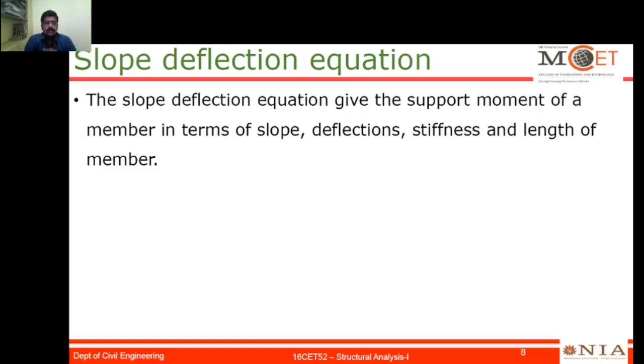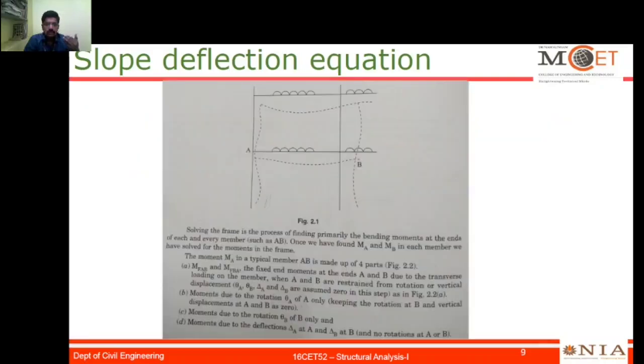So we are going to see what the slope deflection equation is. The slope deflection equation gives the support moment of a member in terms of slope. That is, in the slope deflection method, we will calculate the moment based on slope, deflection, stiffness and length of the member.